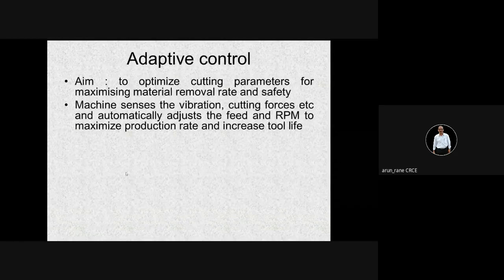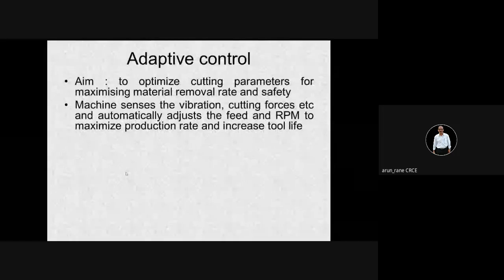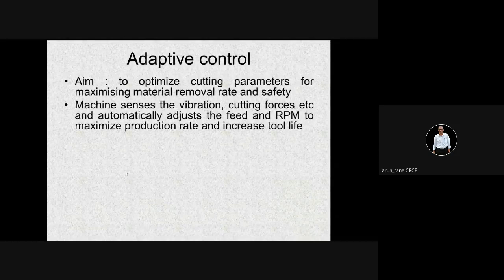So adaptive control will increase the feed rate so that the machine will move fast. If you don't have adaptive control, it will move with the same feed rate, whatever the programmer has given, so it will increase the machining time. If you have adaptive control, it will change the forces, so it will increase or decrease. So it will avoid breakage of the tools. At the same time, it will improve the machining time also.